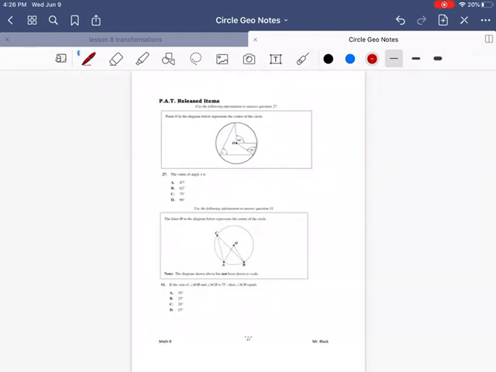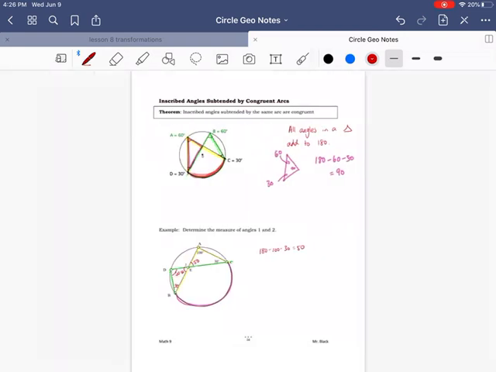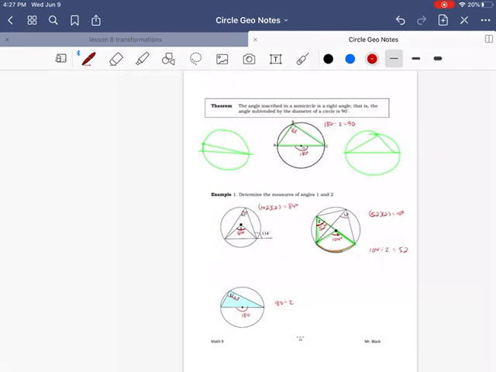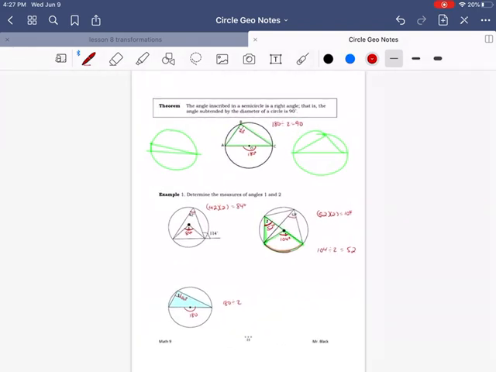We've got a couple PAT questions, which I don't think I'll go through at this time, but use these theorems to figure out what you need.